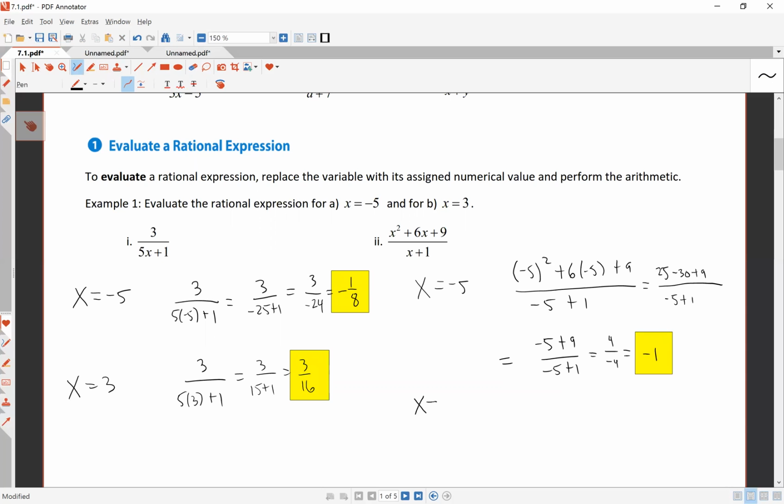And lastly, if I evaluate it at 3, we have x squared, which is 3 squared, plus 6 times 3 plus 9, divided by x plus 1, or 3 plus 1. 3 squared is 9. 6 times 3 is 18, plus 9, divided by 3 plus 1. The numerator is 9 plus 18, which is 27, plus 9, which is 36, and 3 plus 1 is 4. 36 divided by 4 is 9.